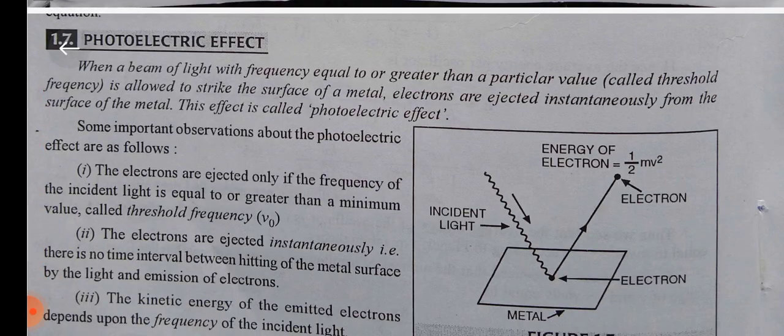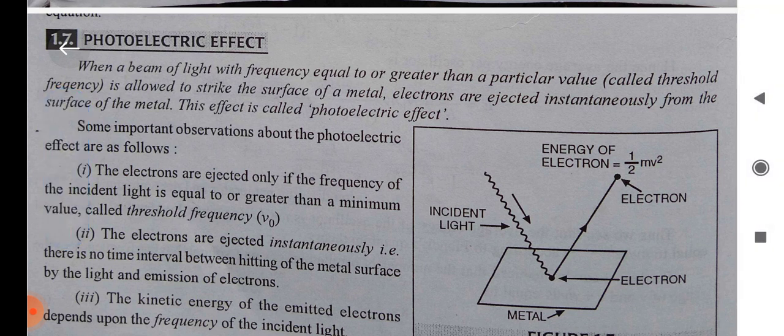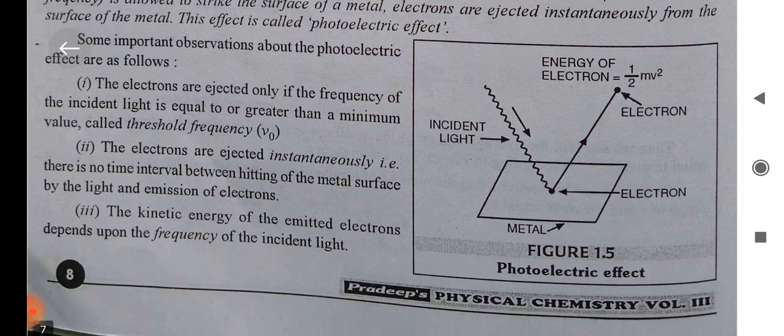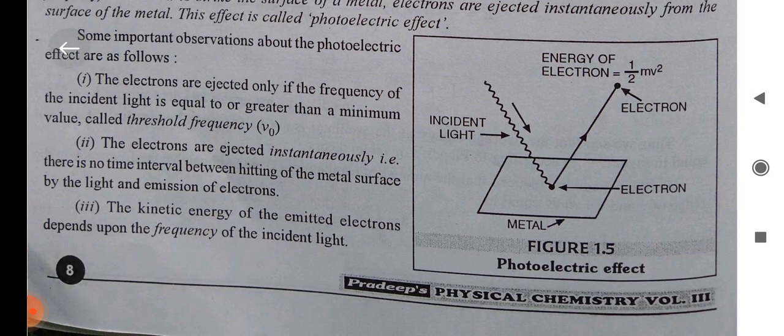After that, photoelectric effect. When a beam of light with frequency equal to or greater than a particular value called threshold frequency is allowed to strike the surface of a metal, electrons are ejected instantaneously from the surface of the metal. This effect is called photoelectric effect. Some important observations are: the electrons are ejected only if the frequency of incident light is equal to or greater than a minimum value called threshold frequency. The electrons are ejected instantaneously, that is, there is no time interval between heating of the metal surface by the light and the ejection of electrons.